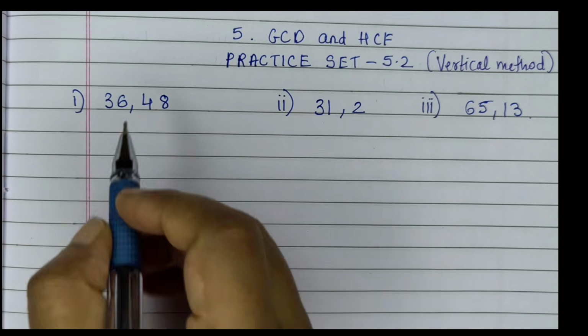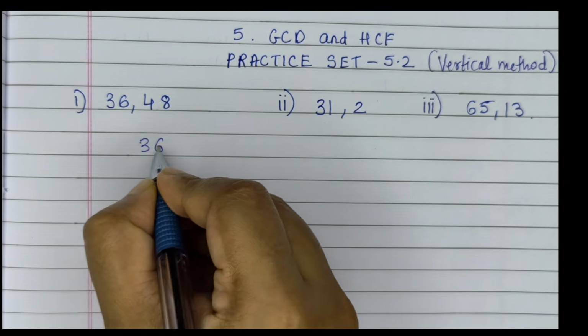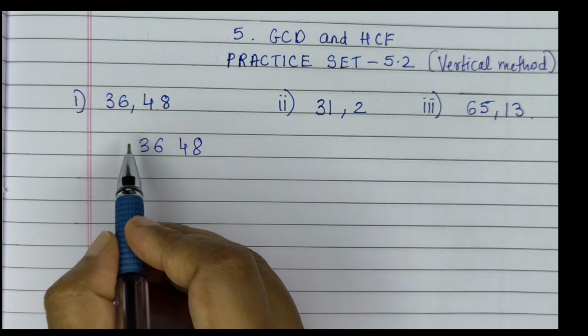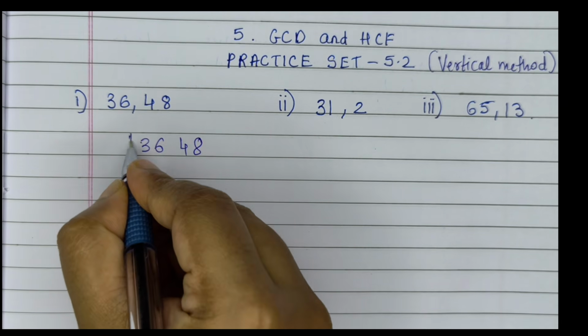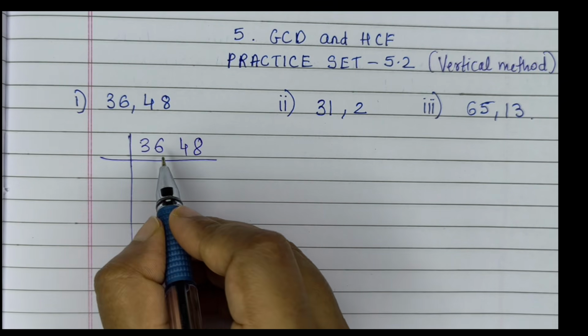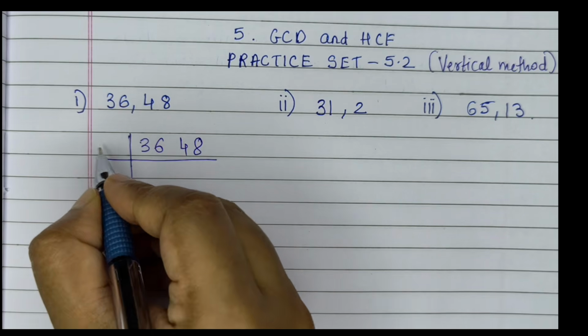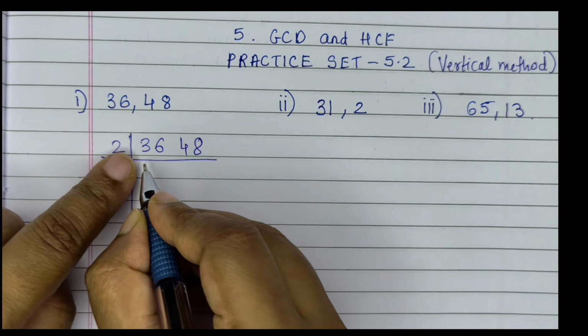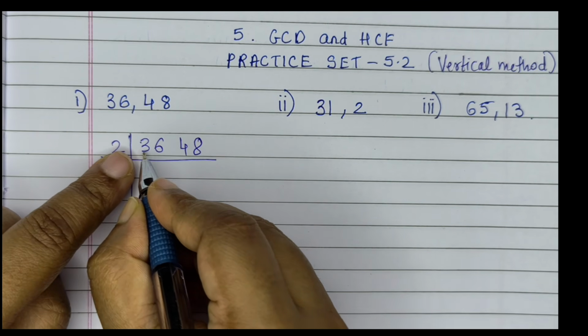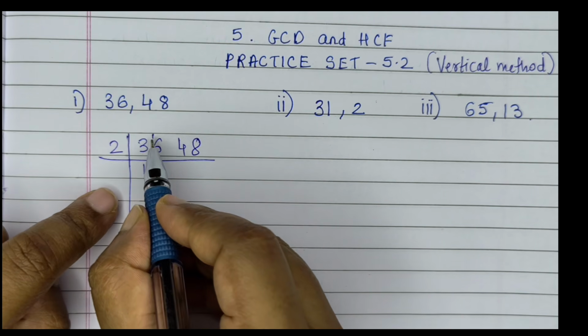So let's start. 36 and 48. Now see the last numbers over here. The last number is 6 and the last number is 8. So that means both the numbers are divisible by 2. 2 ones are 2. 2 threes are 6. 1 is left, so carry 1 over here.